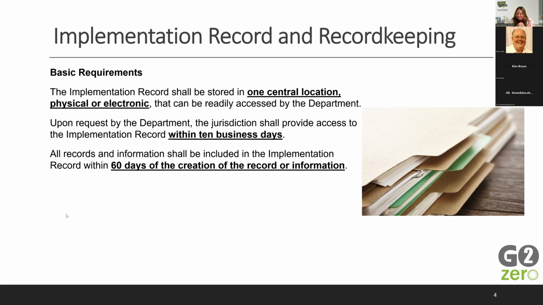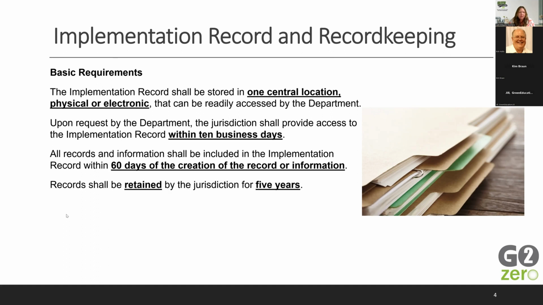Unlike your annual report, the IR is not a one-time thing. This is not something that you prepare once a year. It's a living document. It should be updated so that all records are current within 60 days. This means that every time you do a waste sort, or you distribute outreach material, or you purchase recycled content paper, those records need to be uploaded to the IR within 60 days of the action, the purchase, the distribution of those materials.